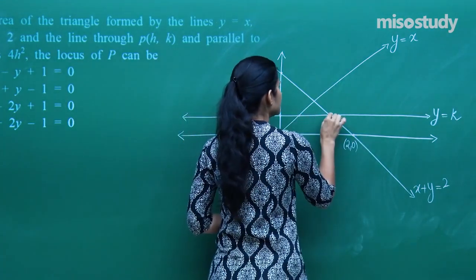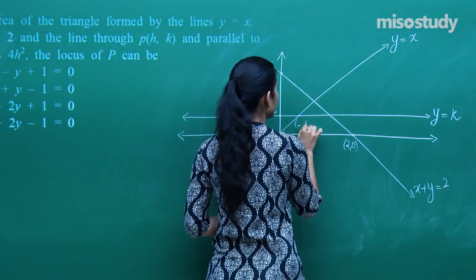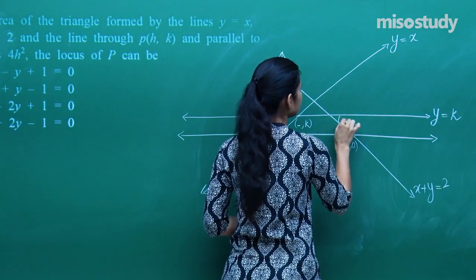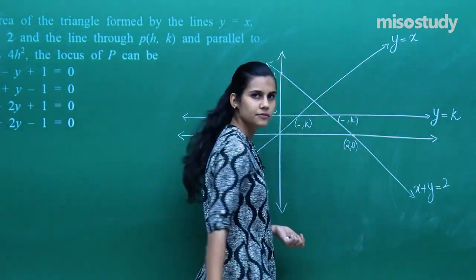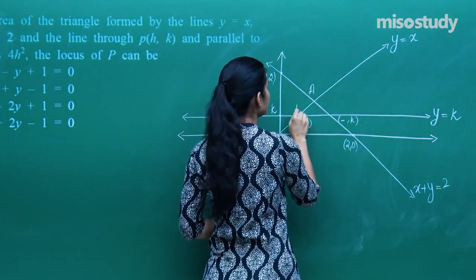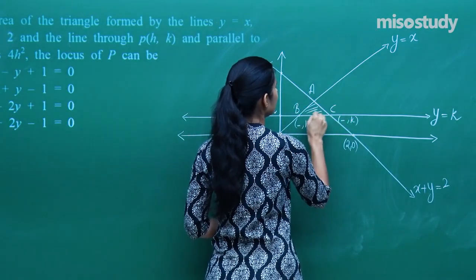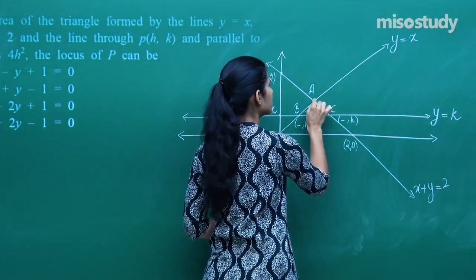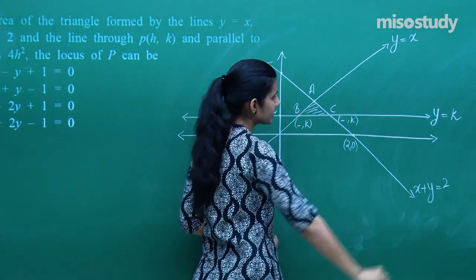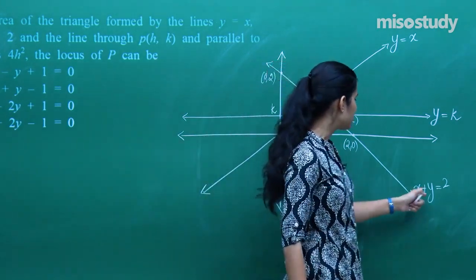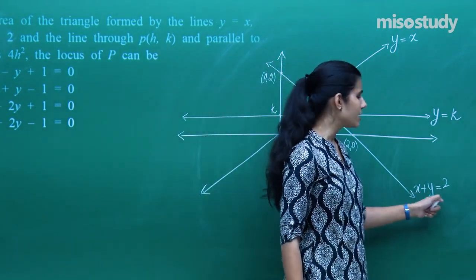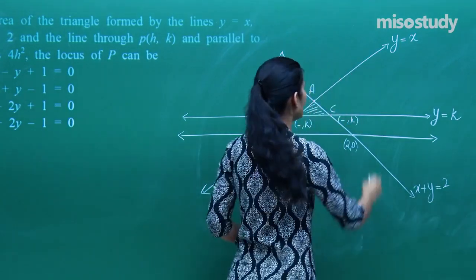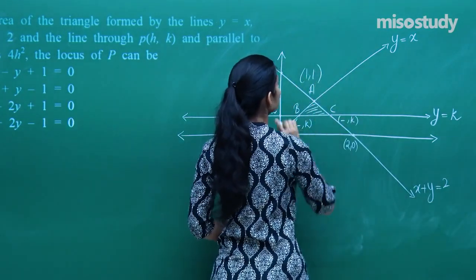Now both these points are going to have k as their y coordinate, (·, k). I am talking about this triangle. What is this point? When y equals x intersects x plus y equals 2, just put x in place of y, you get 2x equals 2, x is 1, y is also 1. So (1, 1) is this point.